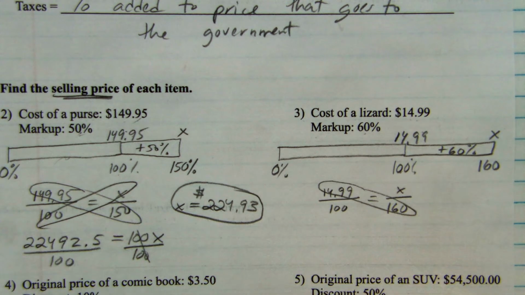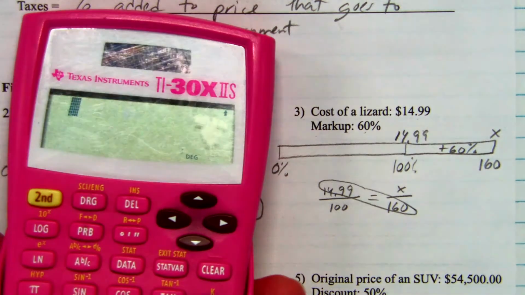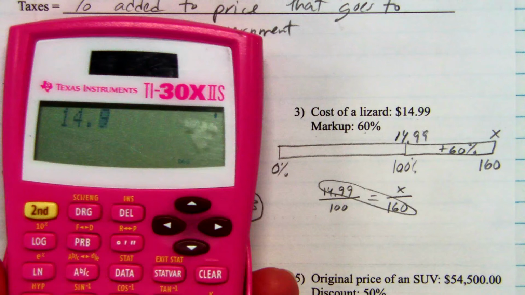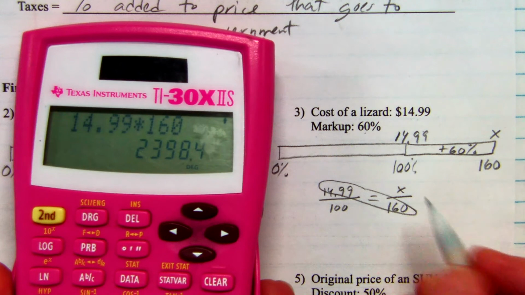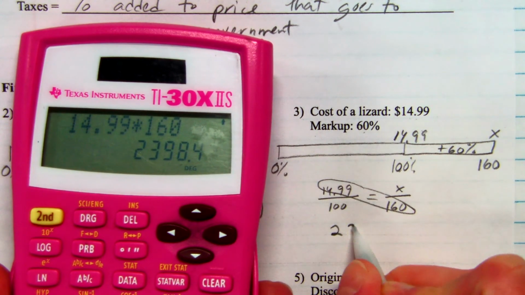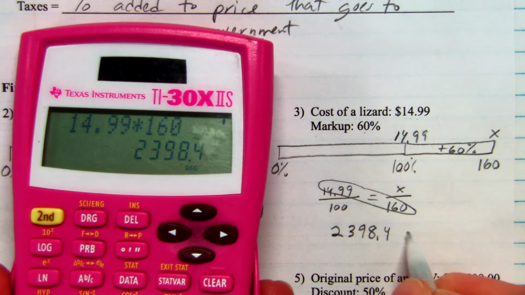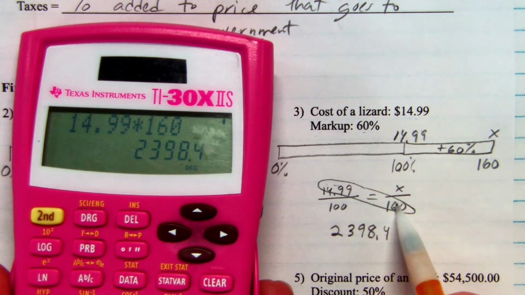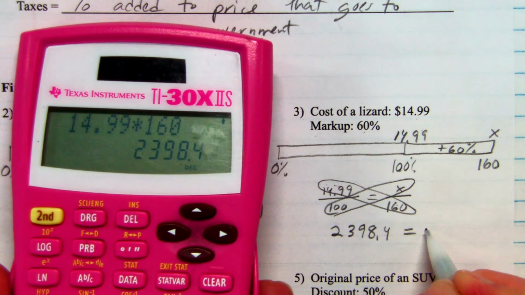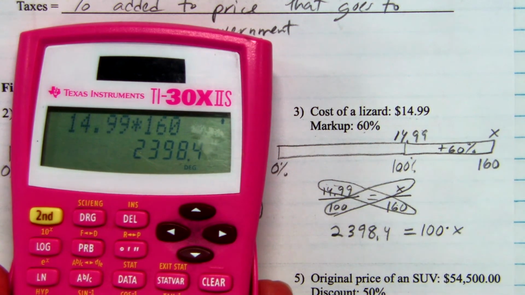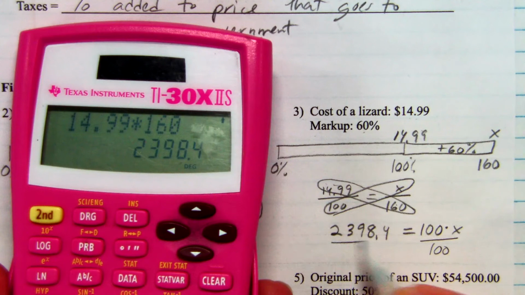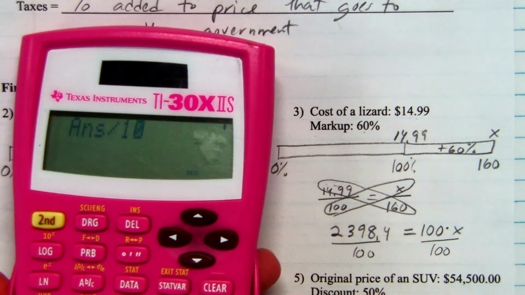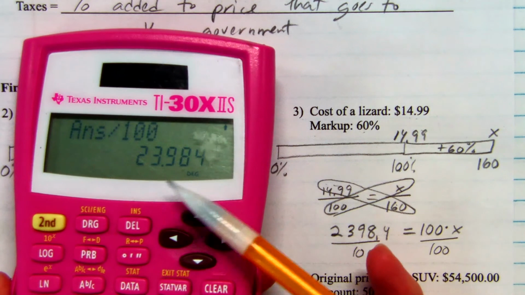So multiply across. I'm going to use my calculator. Let me see if I can get it tilted where we can see it. So $14.99 times 160, and that gives us 2,398.4. And then with proportions, it's this times this equals this times this. So it'd be equal to 100 times X. And then we get rid of the times 100 by dividing by 100. And what that's going to do is just move our decimal place left 2 places. And then we just have to round it off.